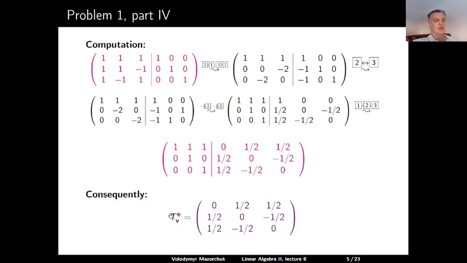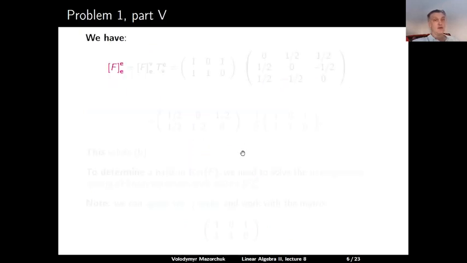Consequently, the transformation matrix from V to E is the matrix 0, 1/2, 1/2, 1/2, 0, minus 1/2, 1/2, minus 1/2, 0. So note that there are typos here. These two elements should be 0. So now we can do the computation. The matrix of F in the standard basis is equal to the product of the matrix of F in the basis E and V times the transformation matrix from V to E.